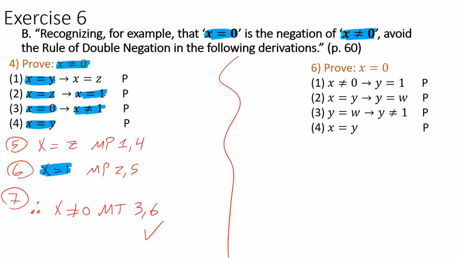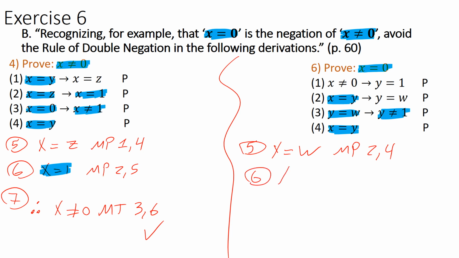For problem 6, we want to prove that x is equal to 0. We have an absolutely declared statement that's categorically the case. X is equal to y. And let's see. Well, x equals y appears here. We could affirm that and then get the consequent. So sentence 5, we can get y is equal to w by modus ponens with lines 2 and 4. So now we have y is equal to w. That is the case. That appears in the antecedent to a conditional. So now we can get y does not equal 1 by modus ponens. So line 6, y does not equal 1 by modus ponens, lines 3 and 5.